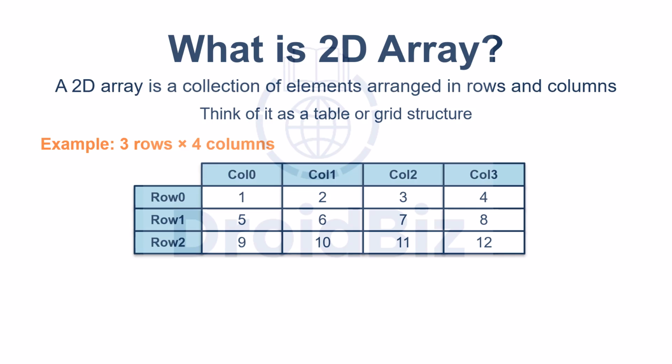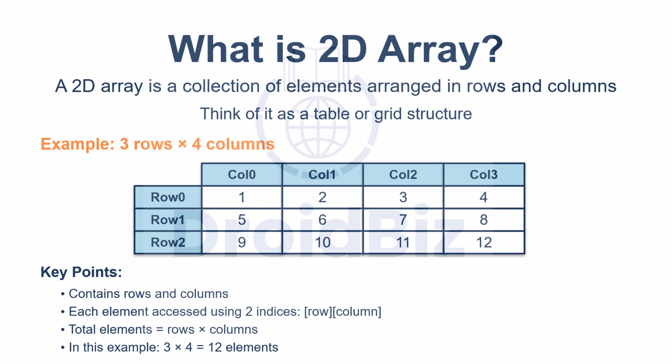A 2D array is a collection of elements arranged in rows and columns. Think of it as a table or grid structure, just like a spreadsheet. Here's an example with 3 rows and 4 columns. Notice how the columns are labeled col 0, col 1, col 2, and col 3 at the top. The rows are labeled row 0, row 1, and row 2 on the left side. The grid contains numbers from 1 to 12, arranged in this table format.